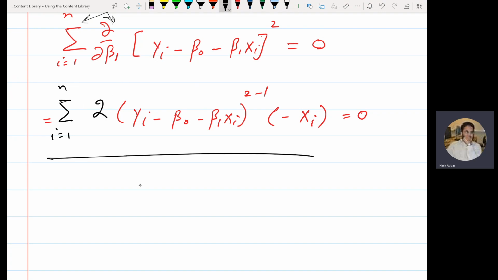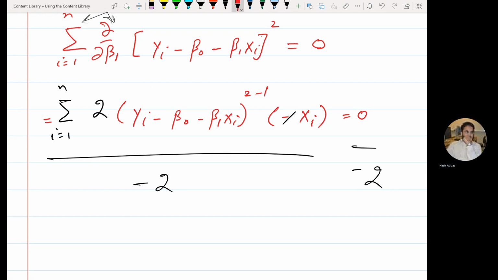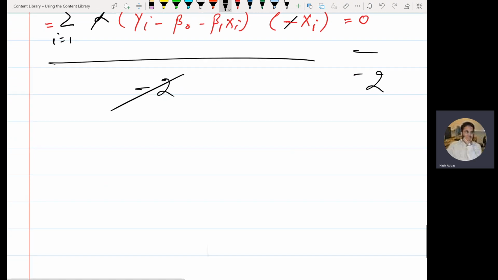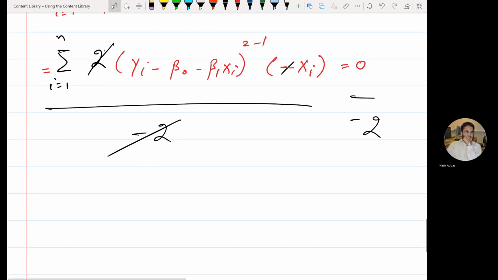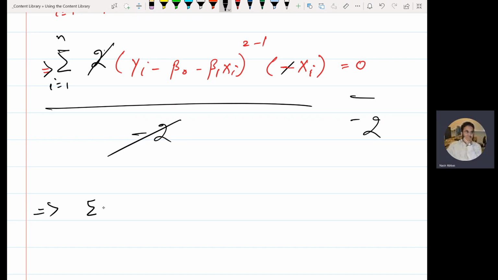So the minus 2 will cancel. Minus 2, minus 2: this minus, this minus, and this 2 will cancel out, but not the xi. And then my second normal equation will be what? Apply the summation inside. It will be the summation of yi. True? Yes. What? Times, yeah.